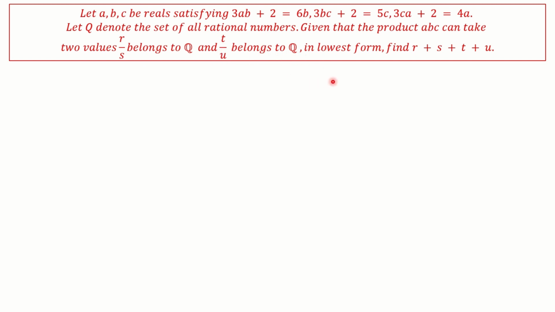these two values, in the lowest form, find this value. Okay, r by s and t by u are in the lowest form, which means basically you can't divide them further.